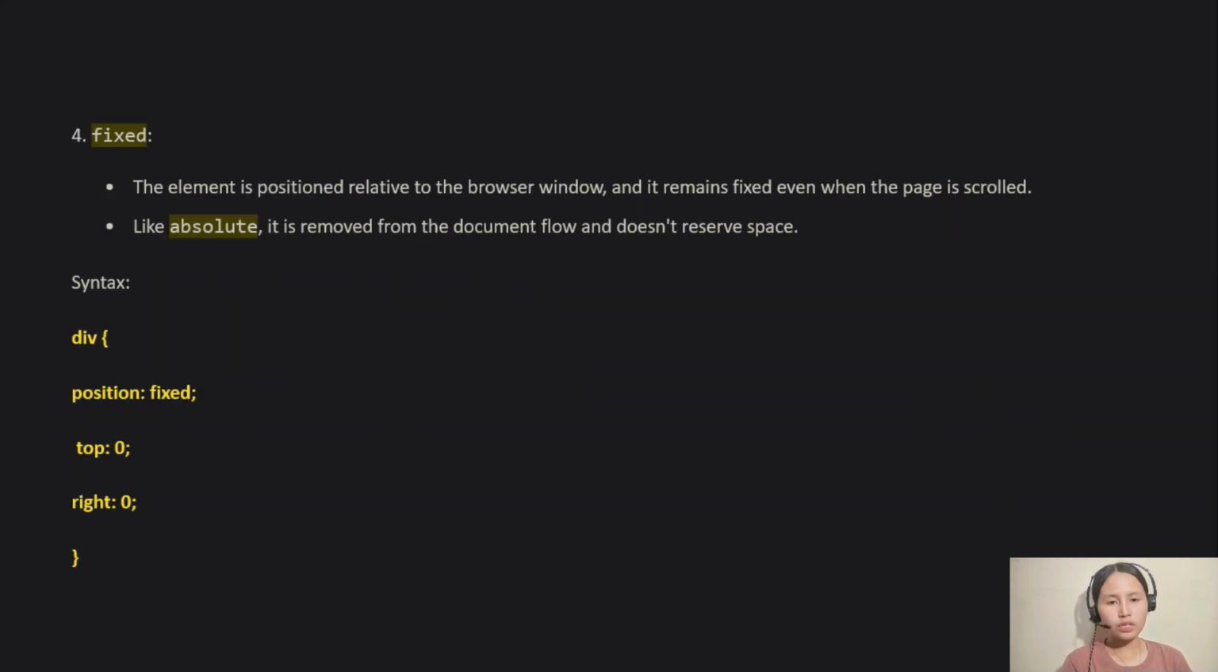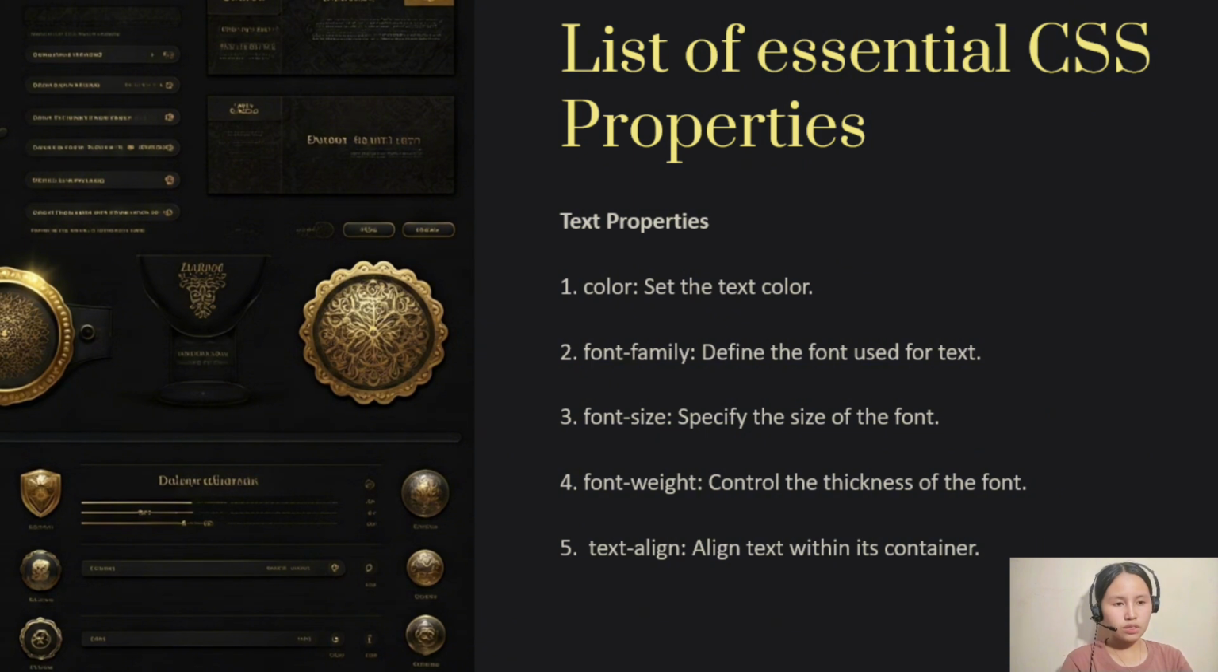Then the fourth one is fixed. The element is positioned relative to the browser window and it remains fixed even when the page is scrolled. Like absolute, it is removed from the document flow and doesn't reserve space. So this is the syntax of fixed. Then let's proceed to the list of essential CSS properties.